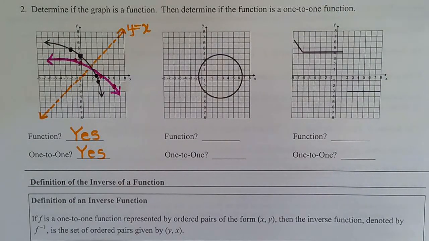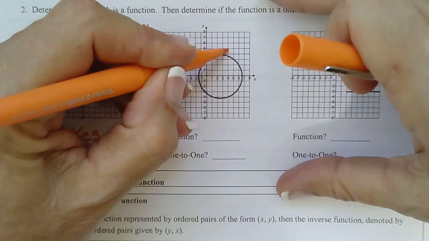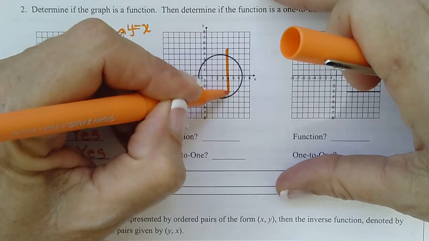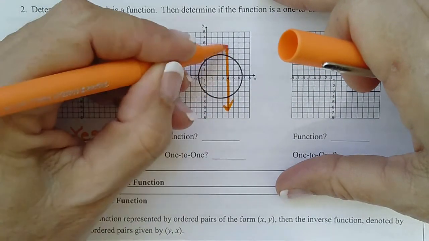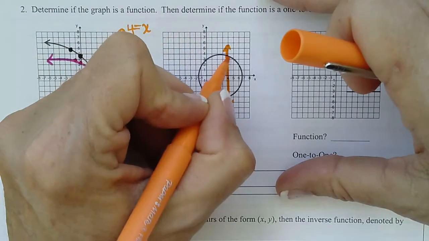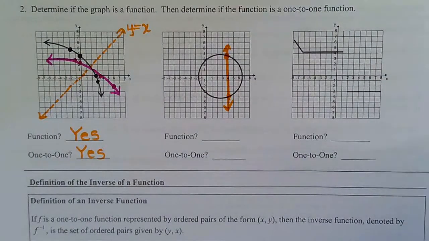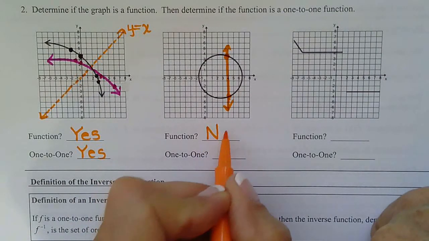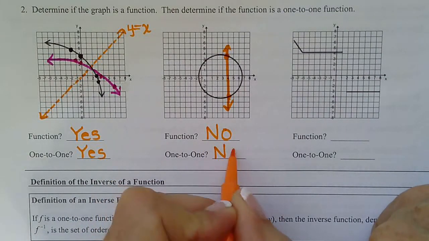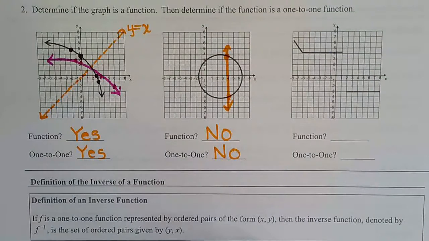Okay, so let's go ahead and look at the second one. Is this going to pass the vertical line test? No way. It hits a circle in 2 locations, so that means it is not a function. And if it's not a function, it can't be a one-to-one function, which is a specialized kind, so just stop. If it fails the vertical line test, you stop.